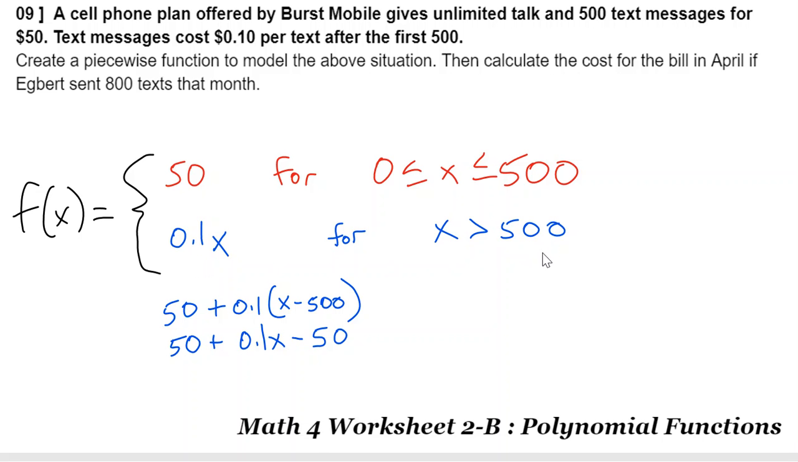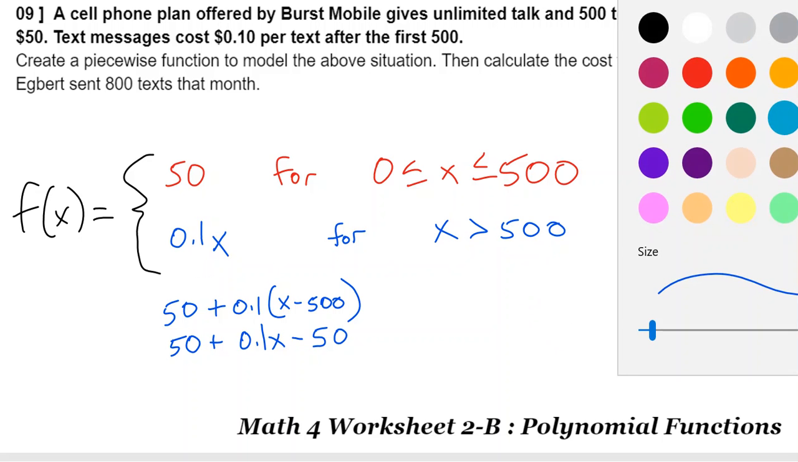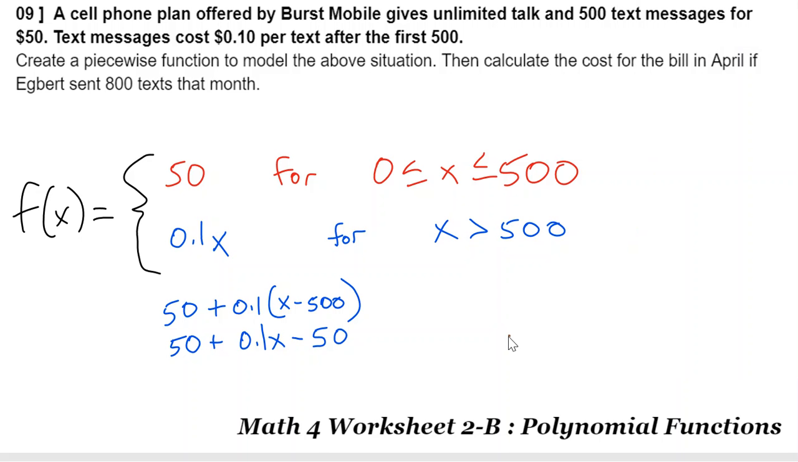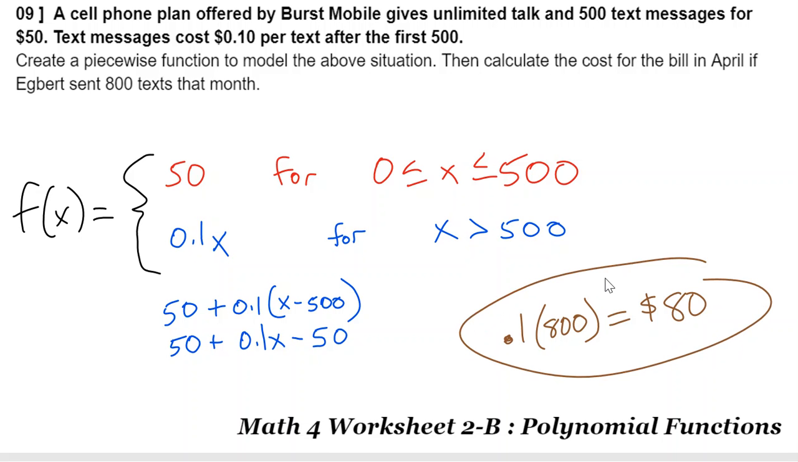So all I really have to do is, if Egbert is sending 800 texts, then that is going to be 0.1 times 800 equals $80. Because he paid $50 for the first 500, and he paid 10 cents for the next 300, which would be 50 plus $30. So it is 80. All right, now I think we're done with our worksheet for 2B.